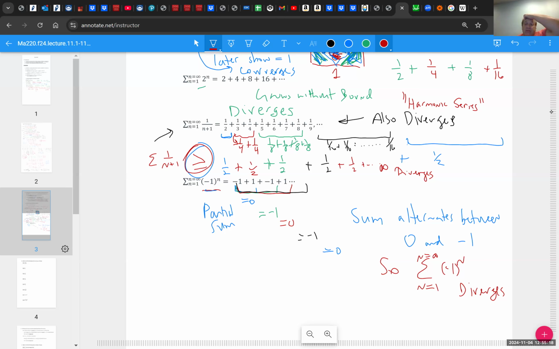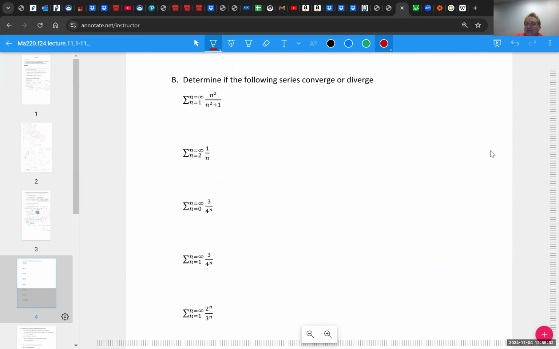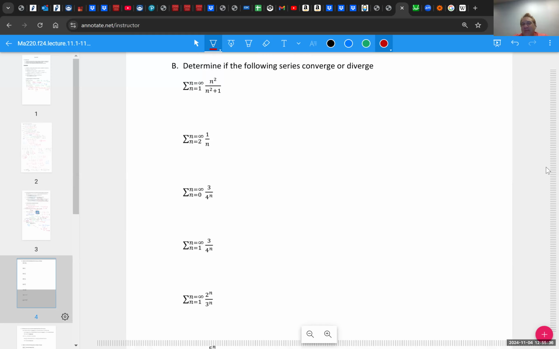All right, so we do have things that alternate back and forth, and we're going to talk about alternating series and how to analyze them further along in chapter 11, whatever chapter we're in. All right, let's see some homework example problems to get you more in line with what you'll be asked to do on the homework.